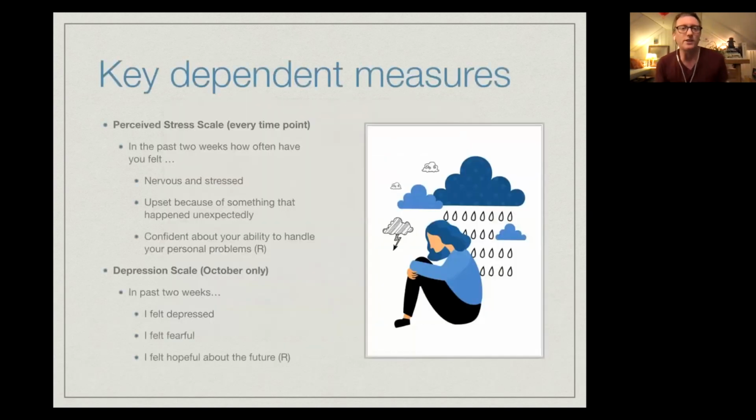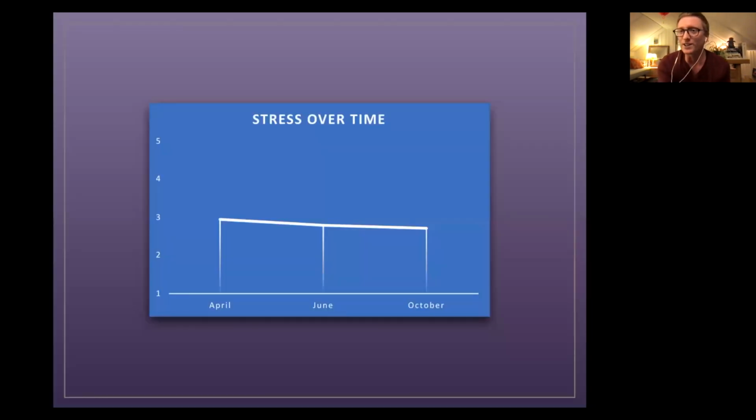And the critical outcomes for today are mental health related indicators. So we assessed stress using the perceived stress scale at every time point. And then in October, we also assessed depression. So these are going to be the key dependent variables I'm going to talk about repeatedly. Before I get to the first question, I'll show you stress over time.